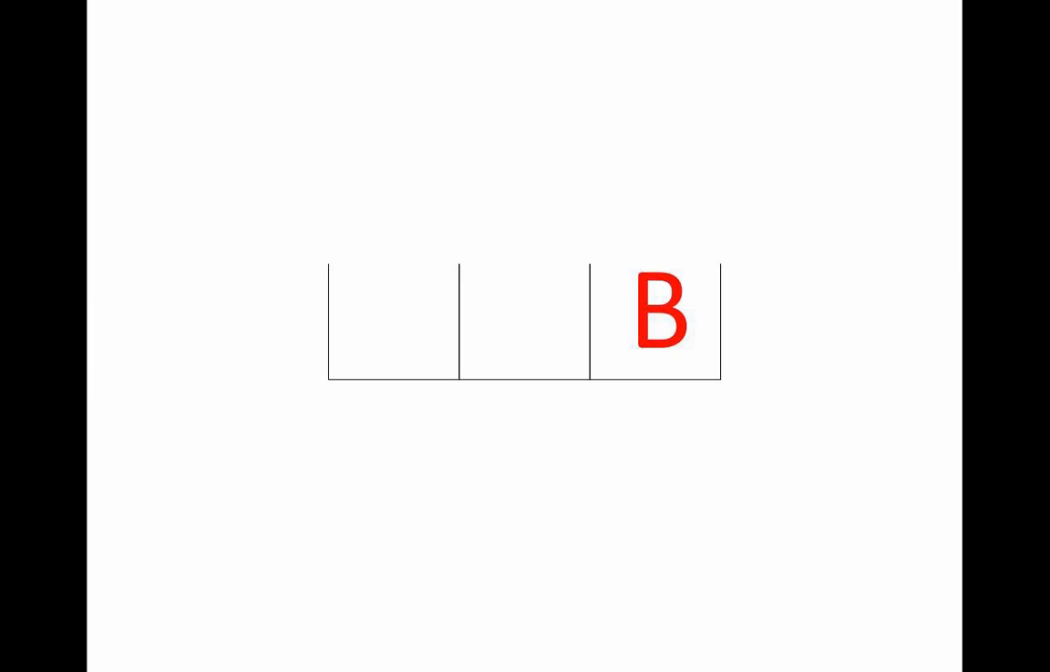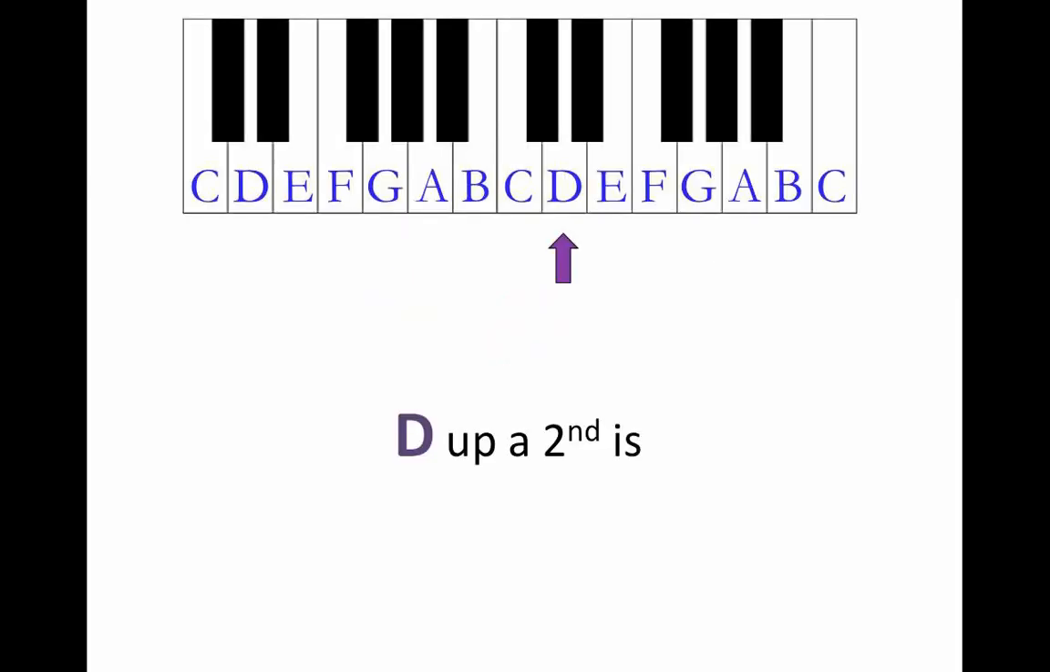B, down a third, G. And again, it's the same thing you have to keep in mind. You're going backwards in the alphabet, and you have to go before A. Before A in the alphabet is G.